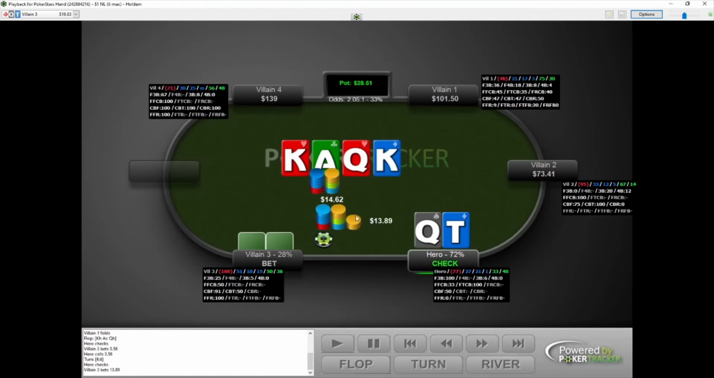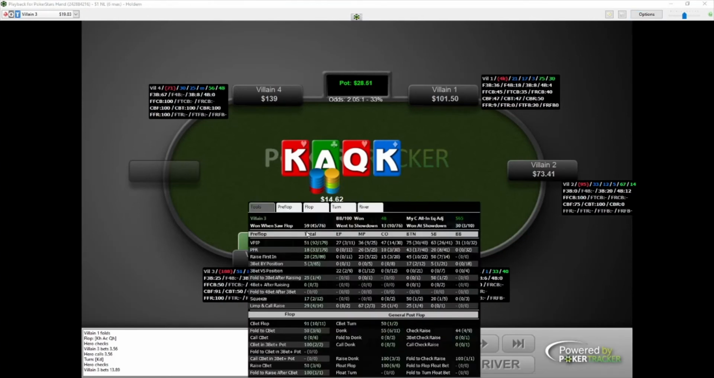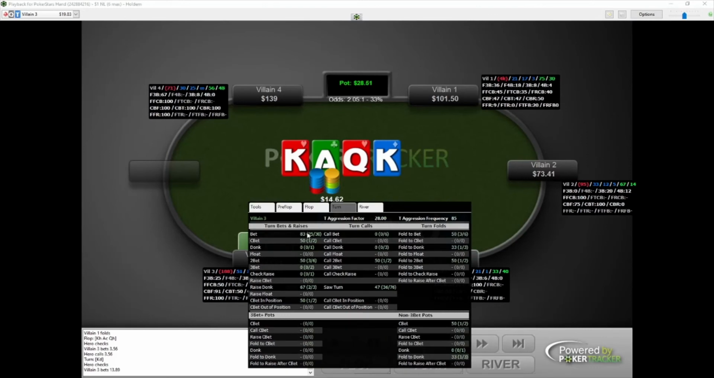And then he decides to lead out for pot on the turn after the board pairs. So the first thing we want to do is just check how often he's betting the turn. We can't check the c-bet stats because we're not going to have a reliable sample size, and he's not even making a c-bet. So the turn, he's betting a total of 83% of the time.